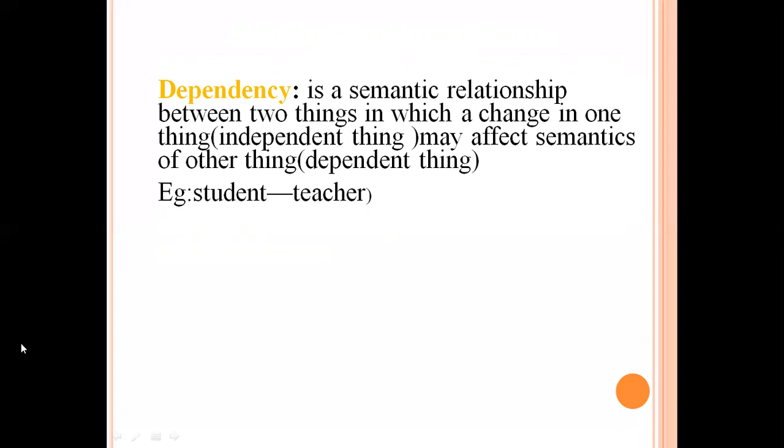For example, suppose in any company, if the company name changes, the employees automatically change. Suppose if the college changes, the students automatically change. Suppose the college name changes, then automatically the students who belong to that particular college also change. So if any change in one thing automatically changes another thing, it is the first relationship, that is dependency.